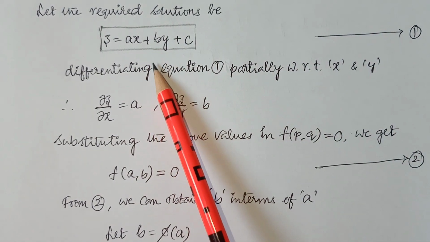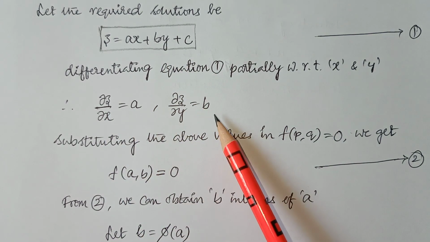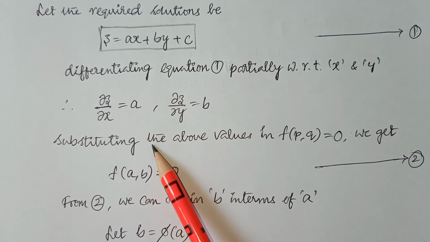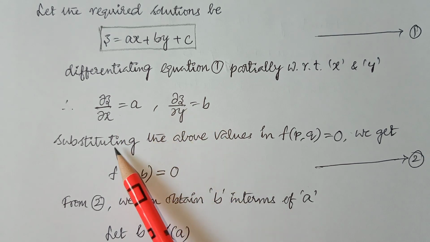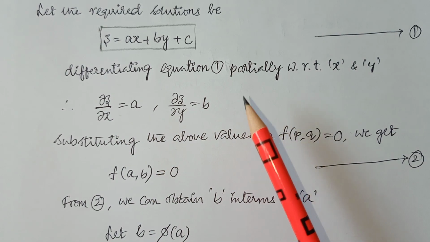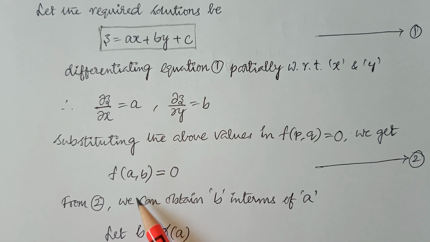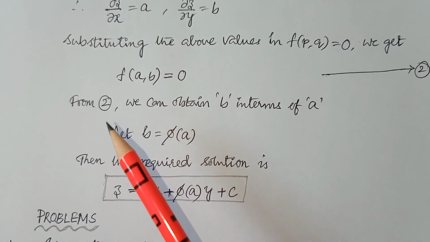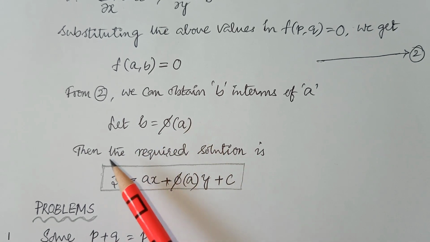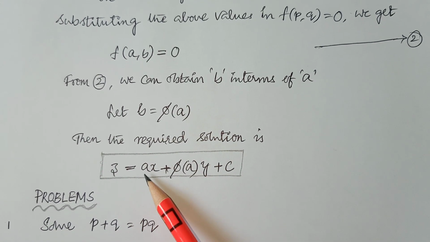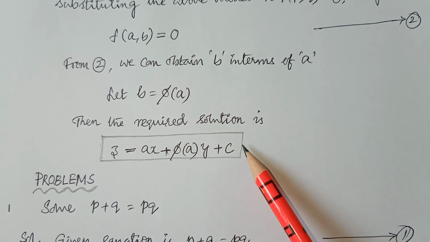Now if I differentiate equation 1 partially with respect to x, dou z by dou x is equal to a, and dou z by dou y is equal to b. This is p and this is q. Substituting these values in f of pq is equal to 0, we get f of ab is equal to 0. From this, we can get b in terms of a. Then the required solution will be z is equal to ax plus phi of a into y plus c.